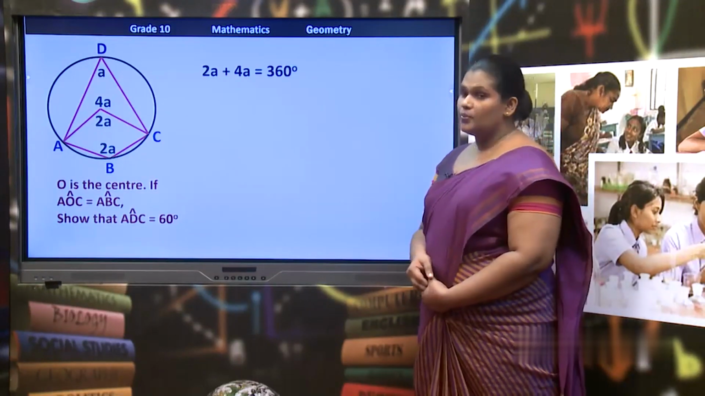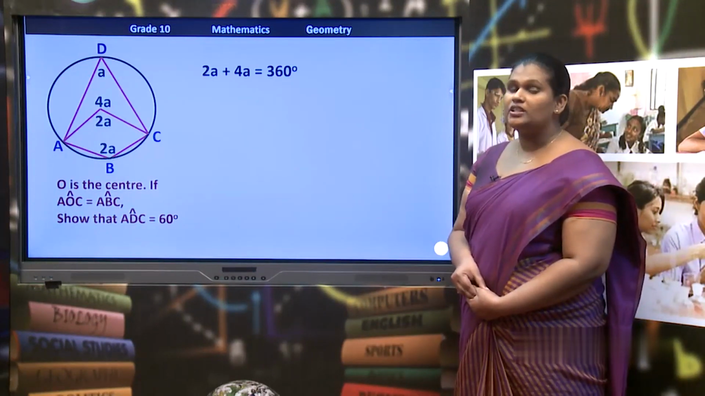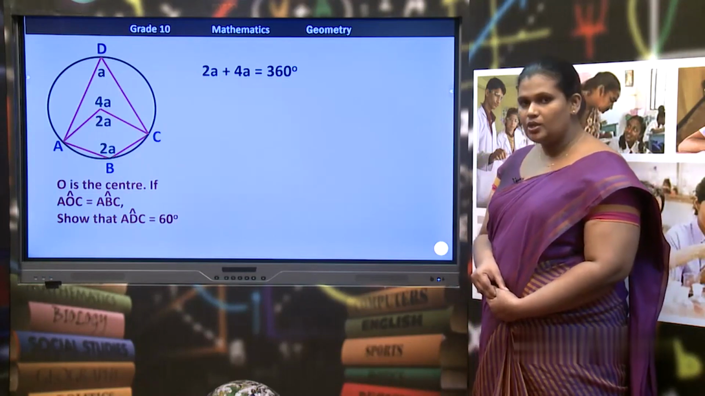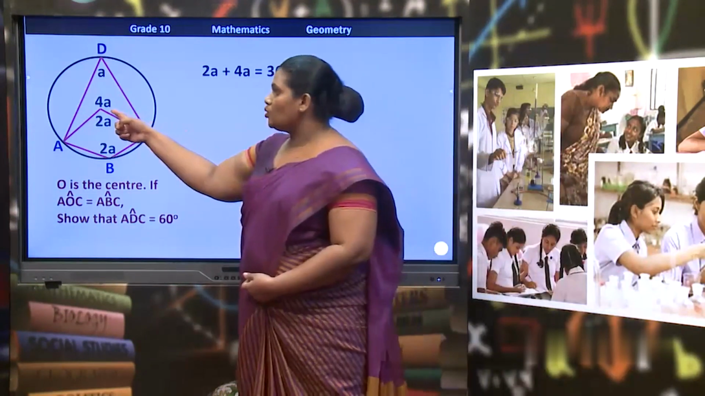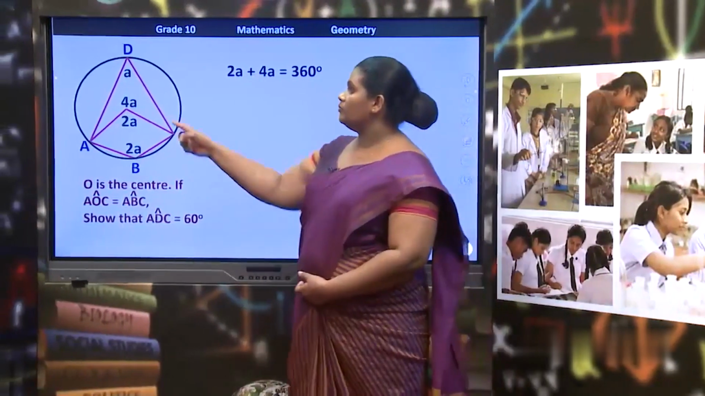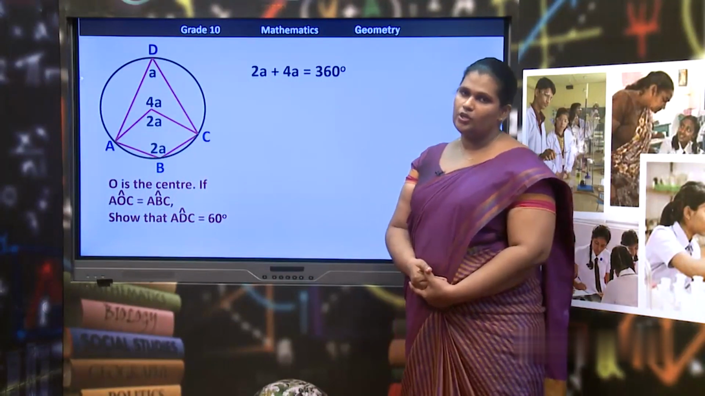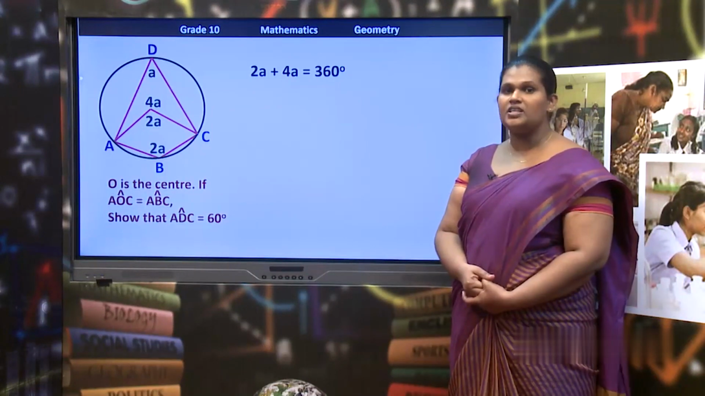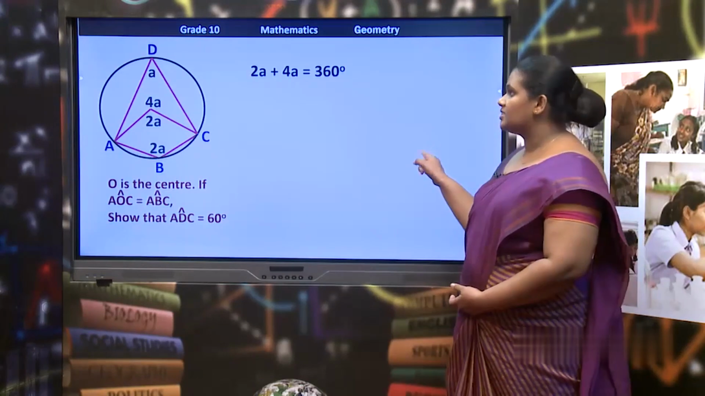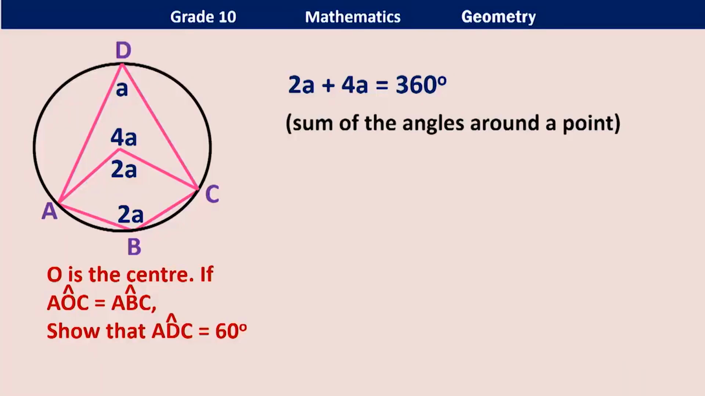Right. So, we can say 2A plus 4A is equal to 360 degrees. How did we get that? Here around O we have got 2A and 4A. When we are adding these two, it means it is the angle around a point. We know that the sum of the angles around a point is equal to 360 degrees. So, we can get 2A plus 4A equals 360 degrees. You have to mention the reason: sum of the angles around a point.